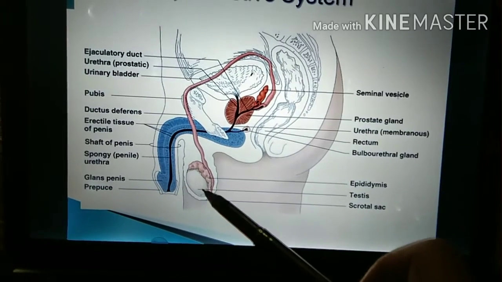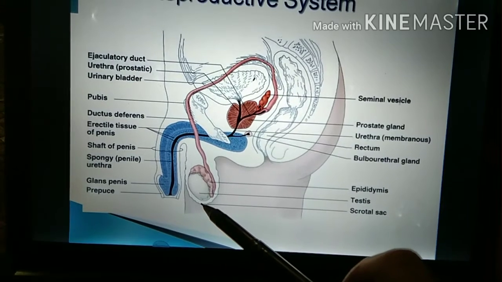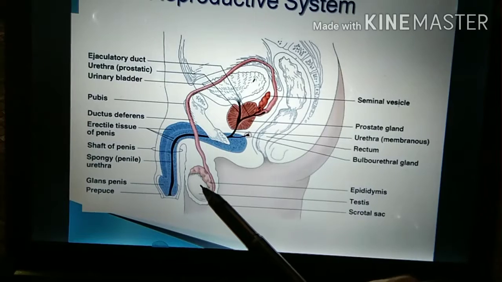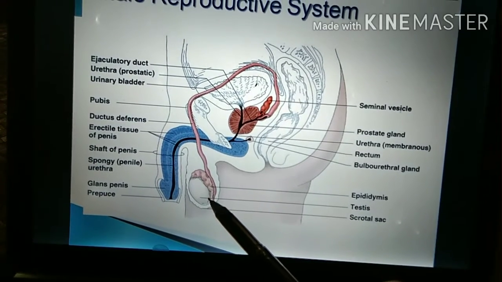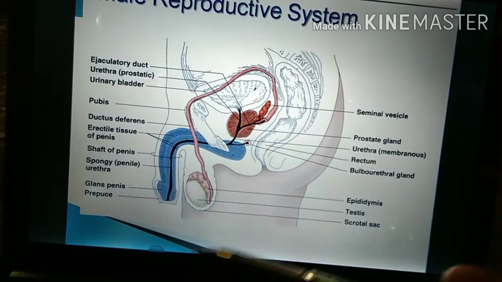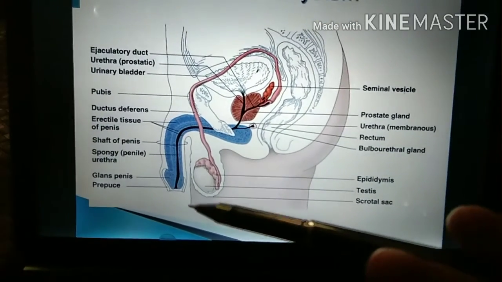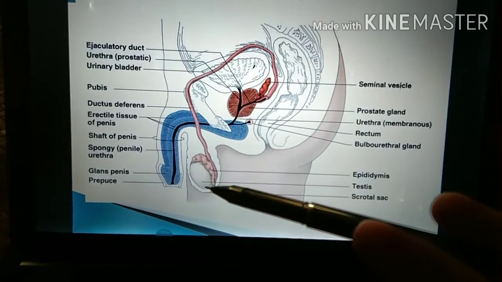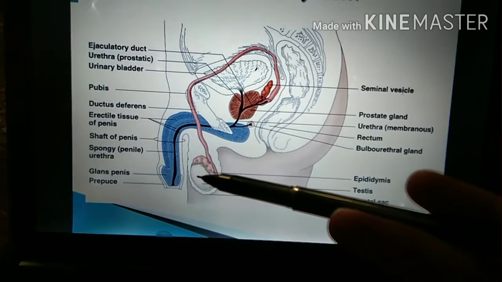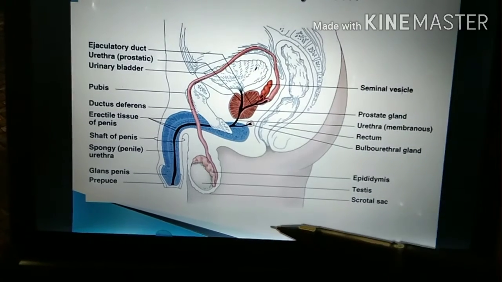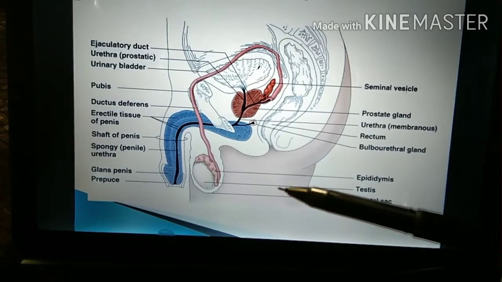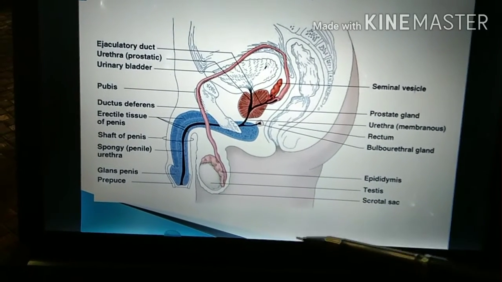Here sperm is formed. For normal sperm development, the testis must be at a temperature slightly cooler than body temperature. Special muscles in the wall of the scrotum allow it to contract and relax, moving the testicles closer to the body for warmth or farther away from the body to cool the temperature.